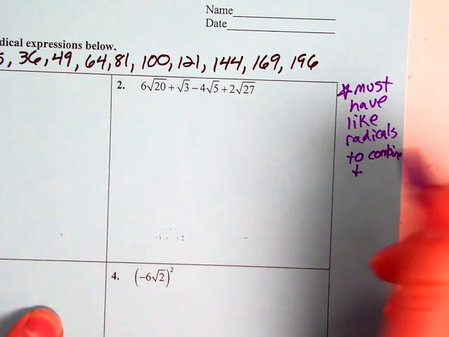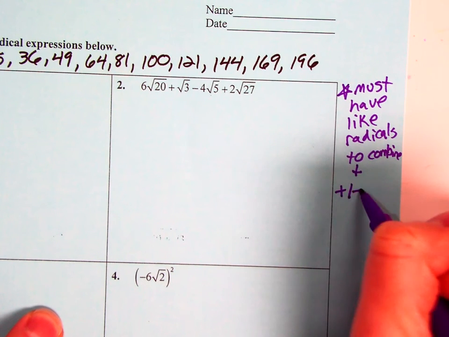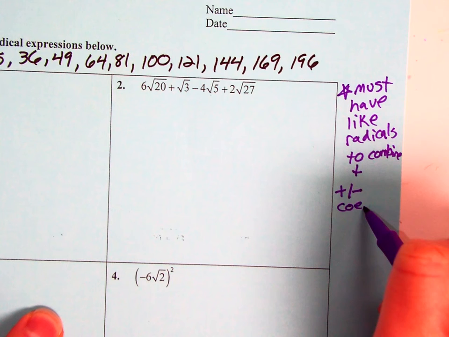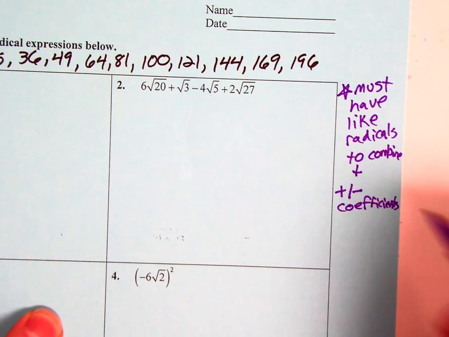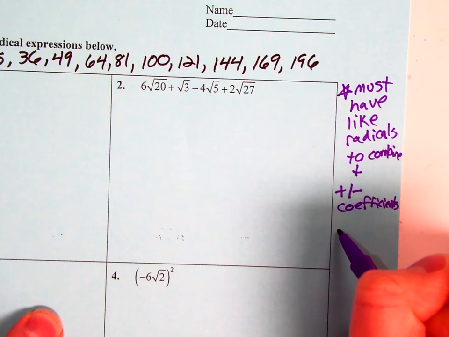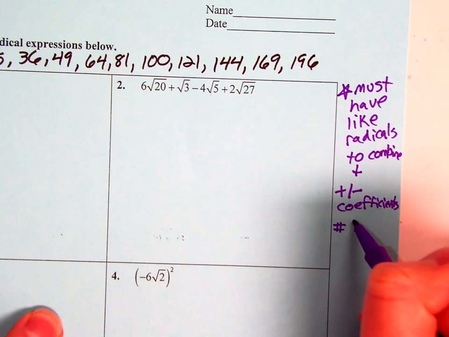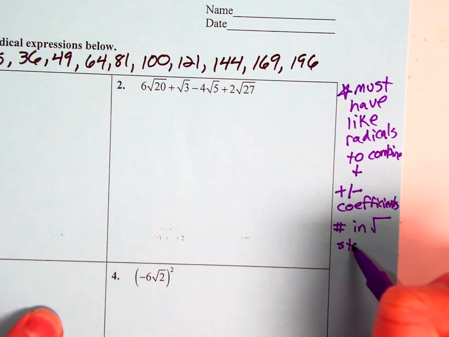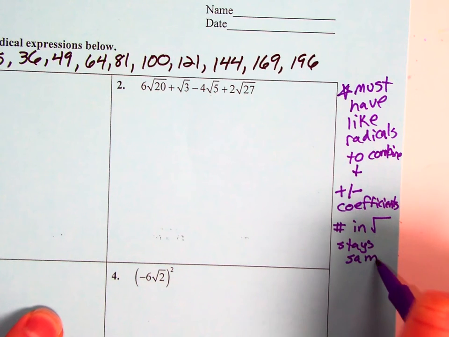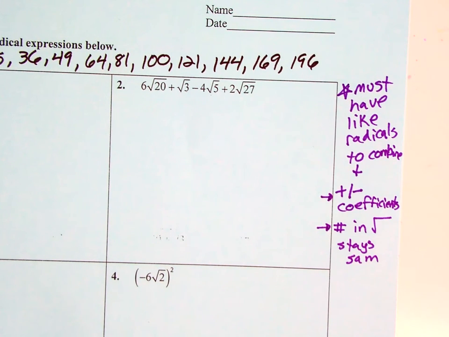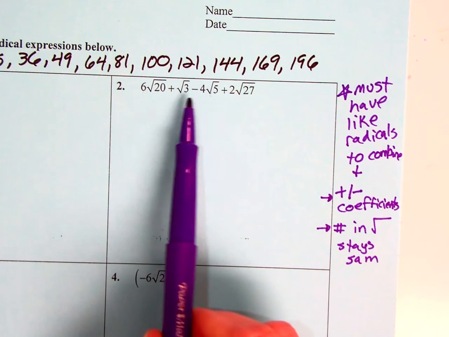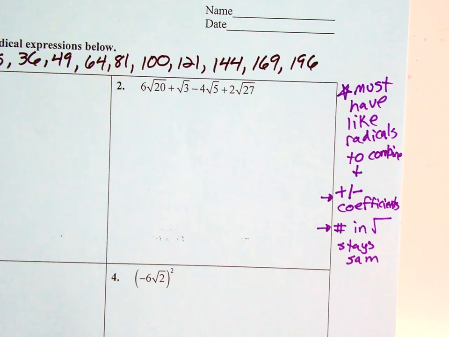And if you can combine them, you add or subtract the coefficients, which remember is those numbers out front, but the number in the radical stays the same. So this is key, right? If they're like radicals, these are the steps, but you have to have like radicals first. So in this case, when I look at these, none of my radicals are like radicals, which means I'm going to need to reduce them first.